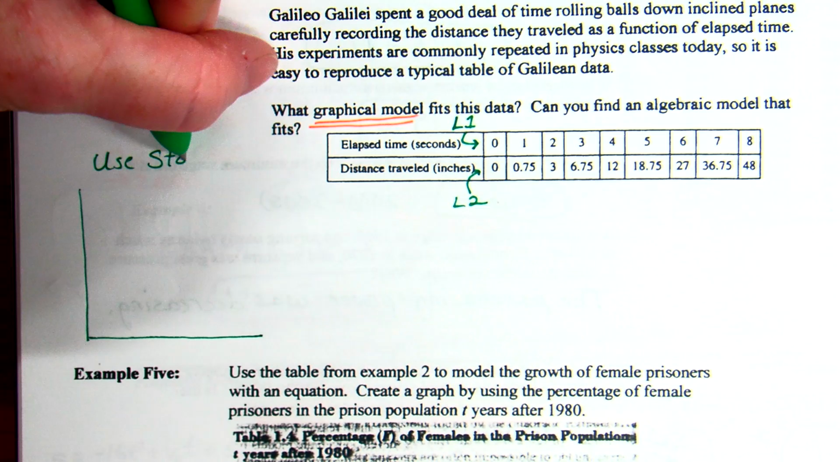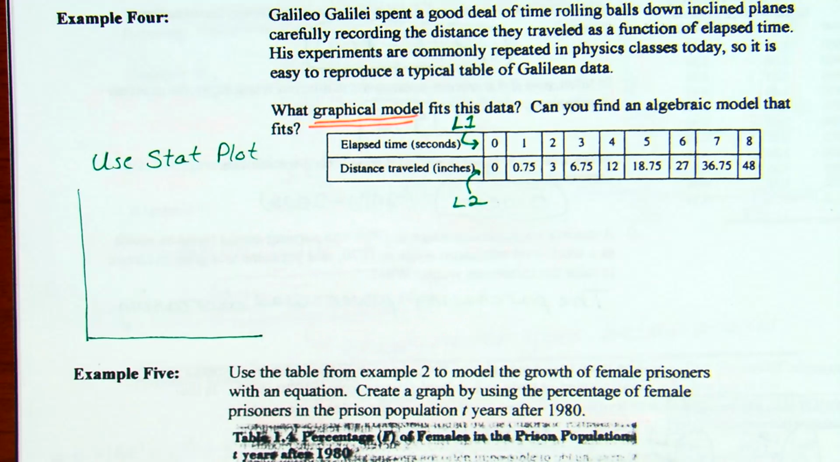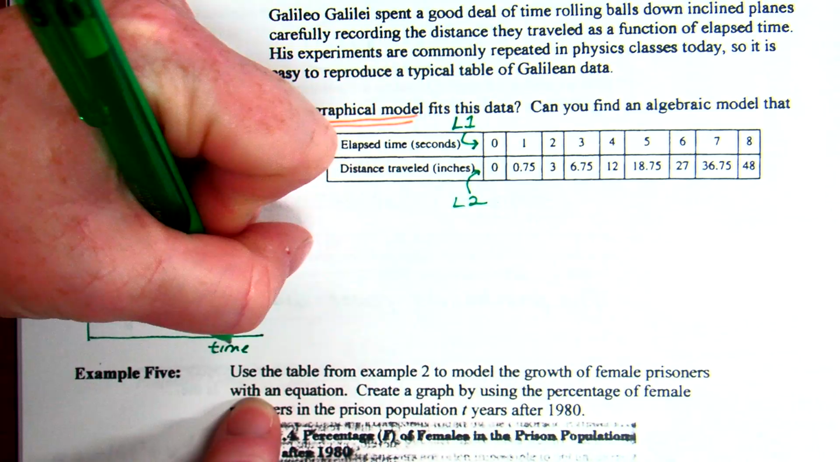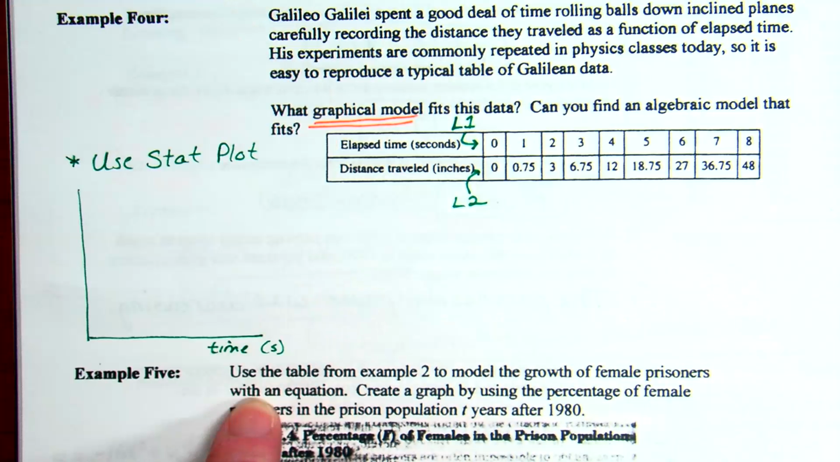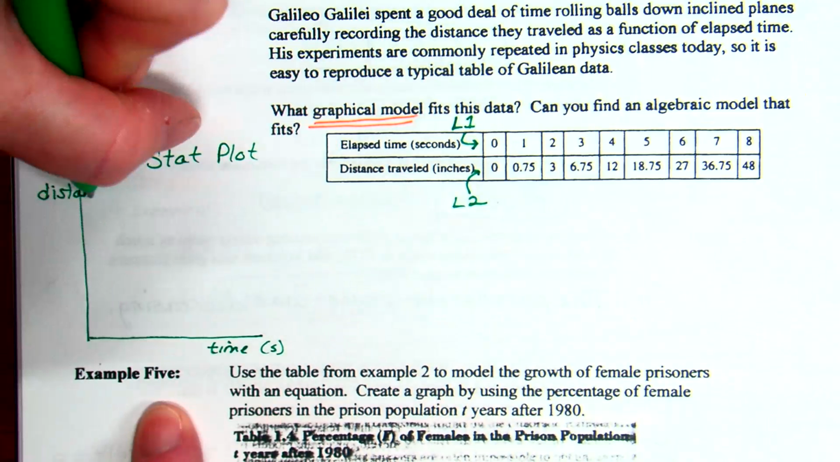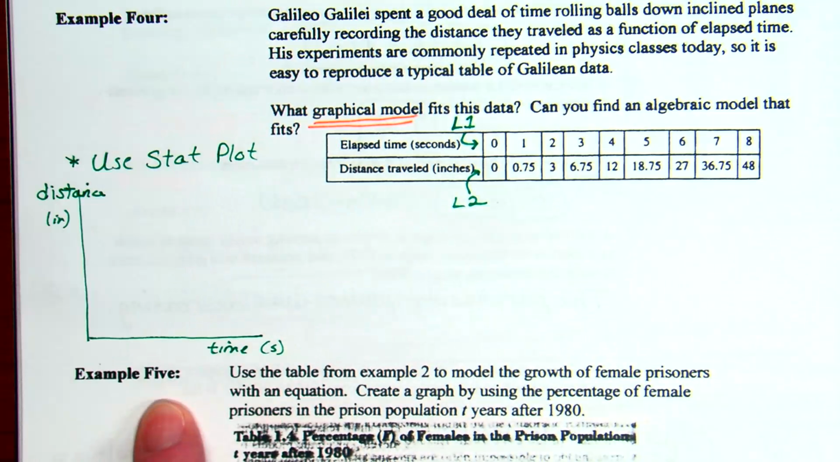First of all, I'm going to write down that we used stat plot. And honestly, you may want to put some more information, like the fact that our numbers were in L1 and L2. But we used stat plot. The x-axis, we put in the values for time. So in other words, it was time in seconds, right? The y-axis, we put in the distance values. So y-axis represents distance, and that distance was in terms of inches.